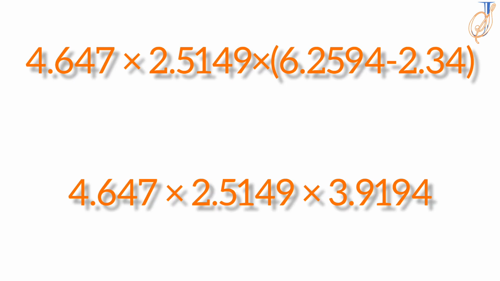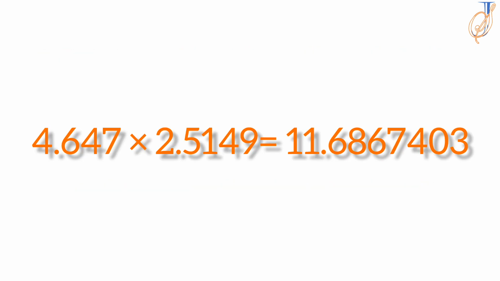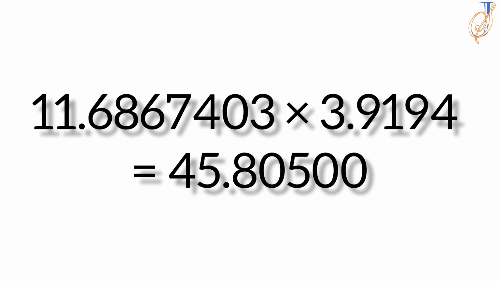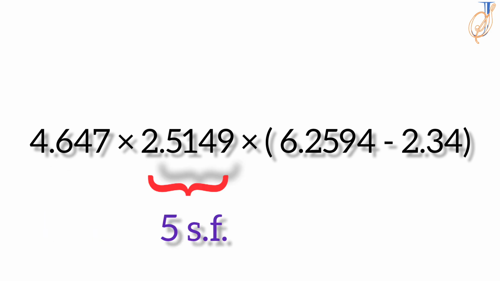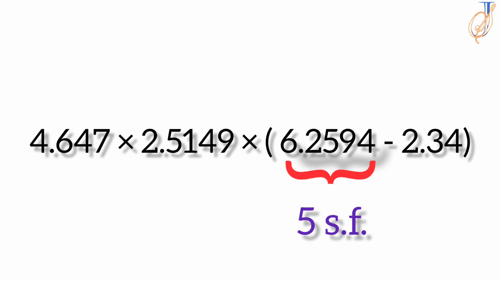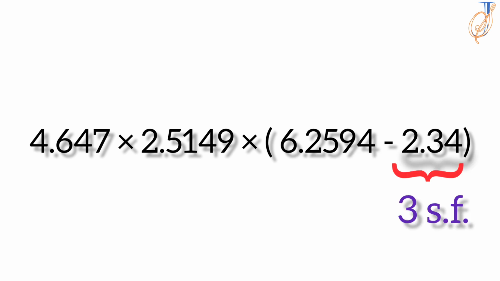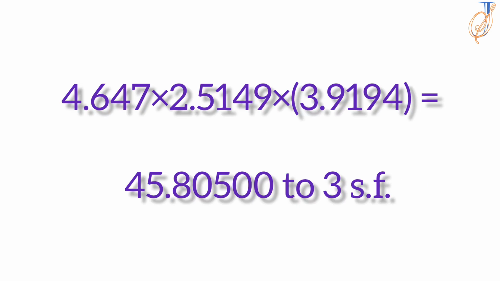Then do the multiplication. 4.647 times 2.5149, you will get 11.686740, and again you multiply with 3.9194. Finally you will get 45.80500. Now observe the original numbers. 4.647 has 4 significant figures, 2.5149 has 5 significant figures, 6.2594 has 5 significant figures, and 2.34 has 3 significant figures. So the number 2.34 has the least significant figures, so you have to round your result to 3 significant figures.